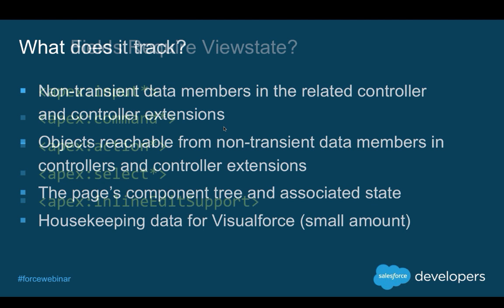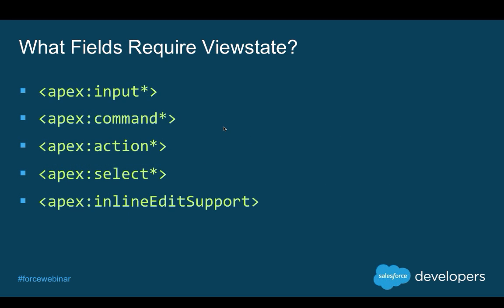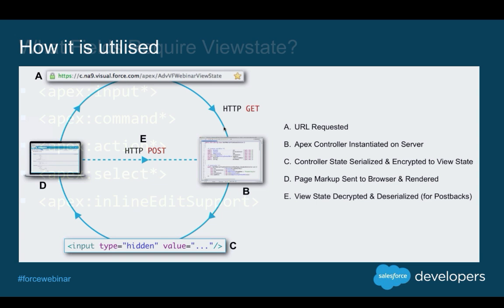So what fields will actively add to the view state and require you to have a view state present? Well, any input field, so any field that has an Apex input tag, any command link or command button, so any action that goes on in the background, any Apex action tag that adds action functions, action support, any select tags, so select options are a great example, and the inline edit support tag. All of these will contribute to your view state and will be added in and will require a view state to be used on your page within the Apex form.